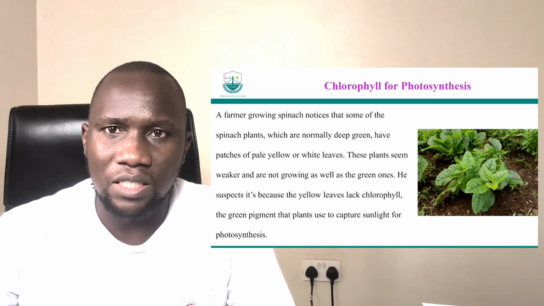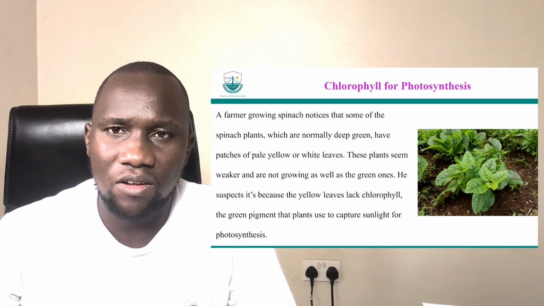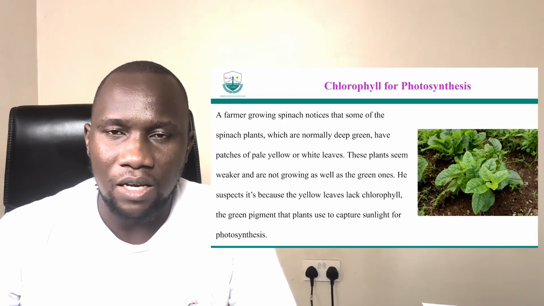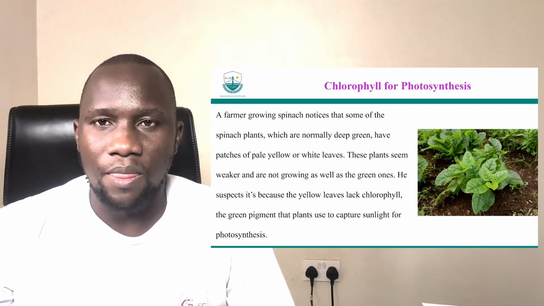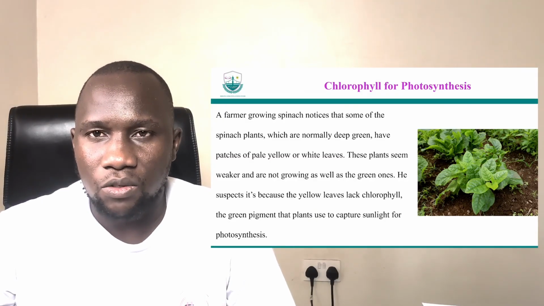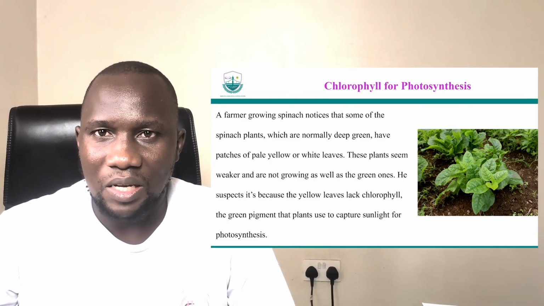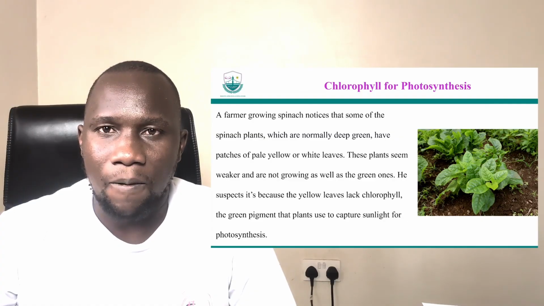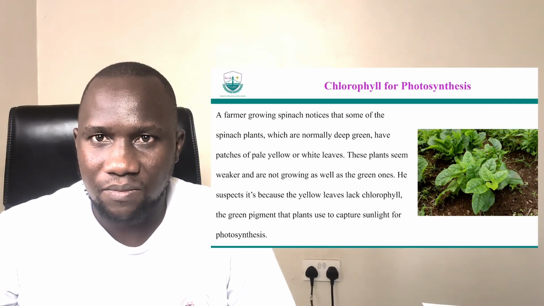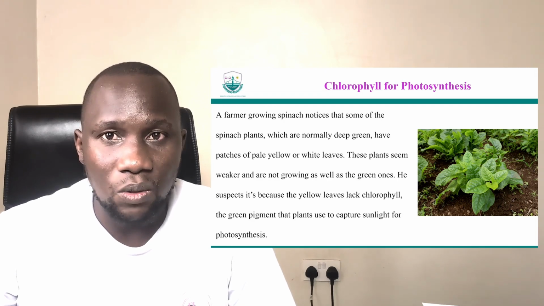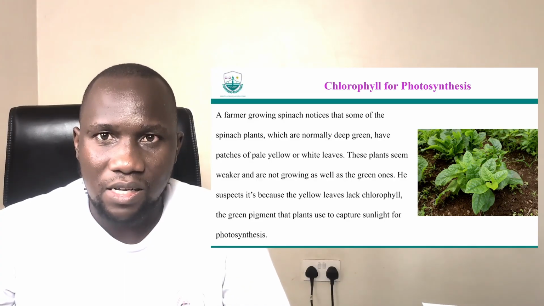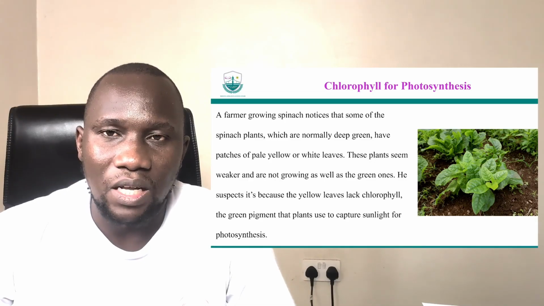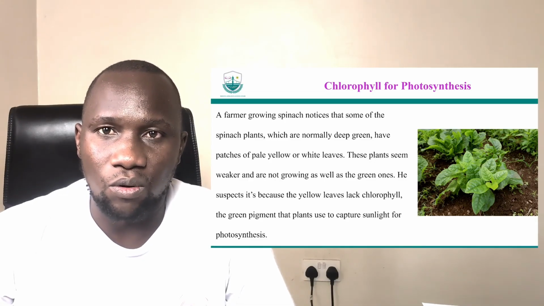That's one. But the second thing he notices is that those that have yellowish leaves are also not growing well. So that's a question that he has. From our experiment, if the plant is lacking chlorophyll, perhaps having another color, that means it cannot carry out photosynthesis. And if it cannot carry out photosynthesis, it will lack the organic compound that it needs for growth.